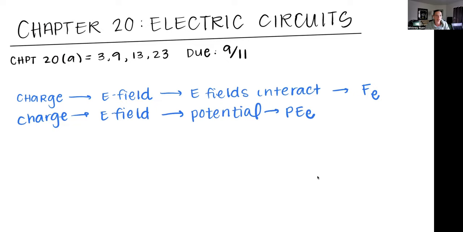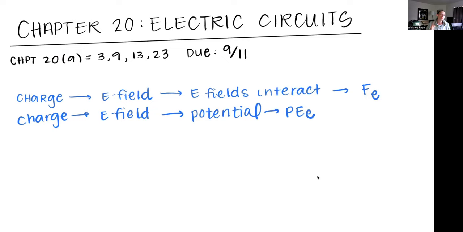So F equals ma: force causes change in motion. PE is the potential energy that it has or could have at some point, whether it's moving or not, but we could turn it into movement because of conservation of energy. Okay, so that's what you know already.